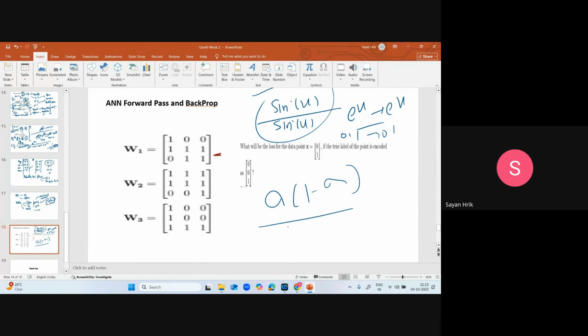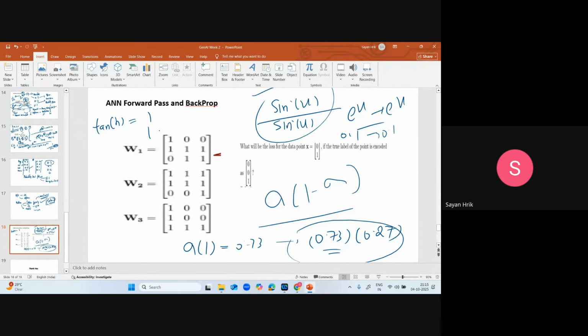For sigmoid, the derivative is also simple: sigmoid into 1 minus sigmoid. So for example, sigmoid of 1 is 0.73. So the derivative is going to be 0.73 into 0.27. Again, very simple, right? And tan h is this. If you have tan h of x, suppose tan h of x is giving you 1, the derivative is 1 minus 1 squared, which is 0. So these functions will always have simple derivatives.